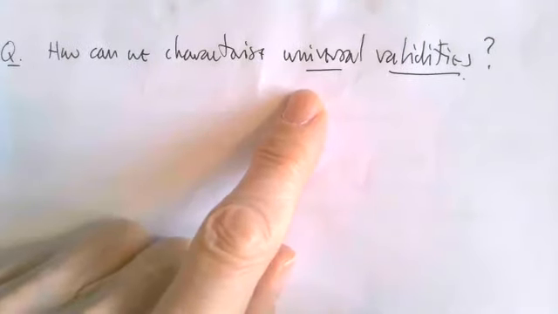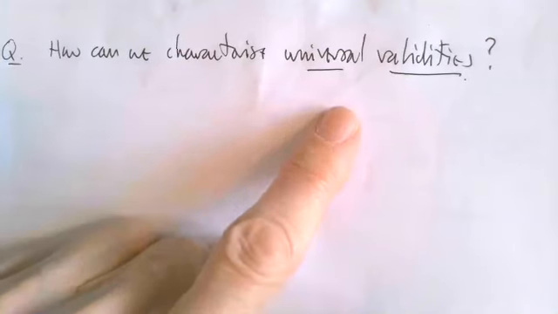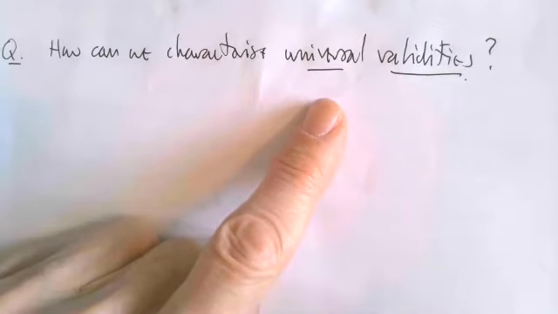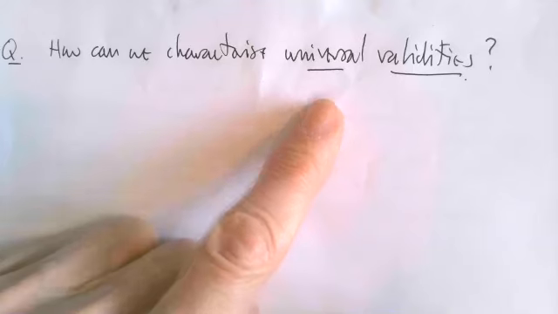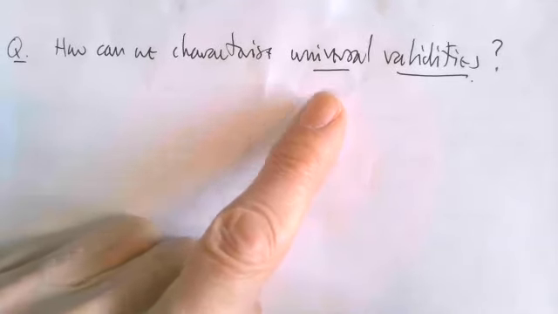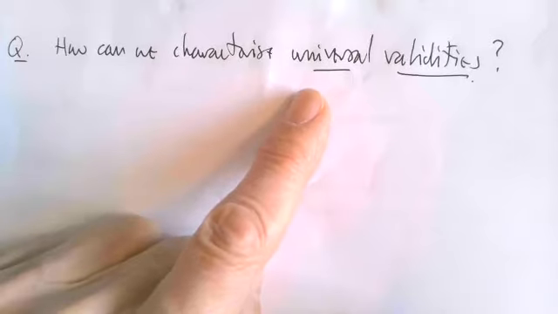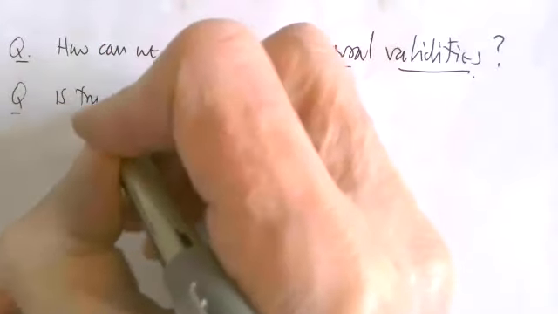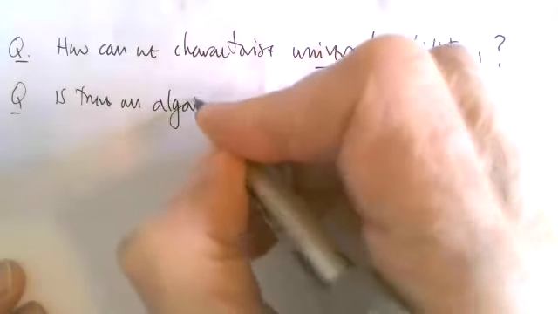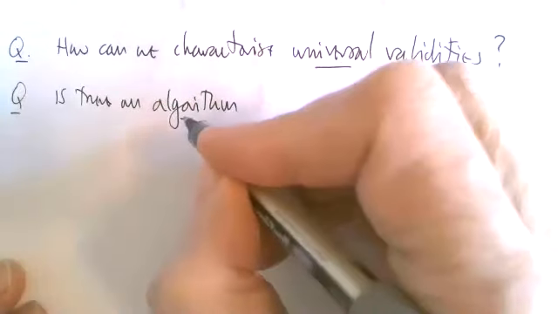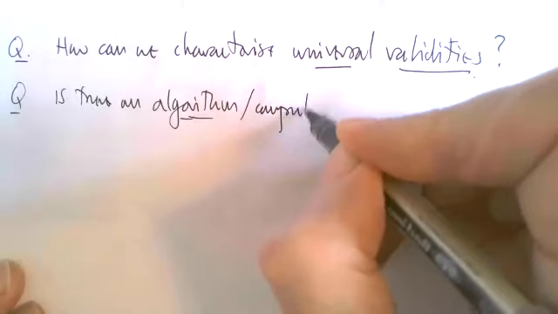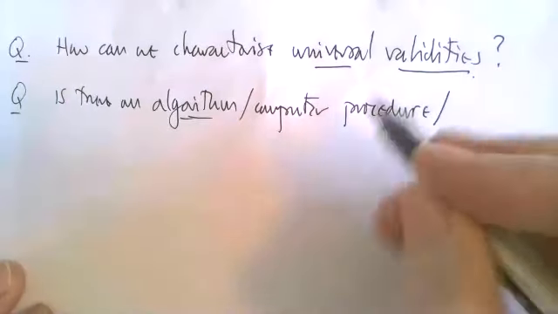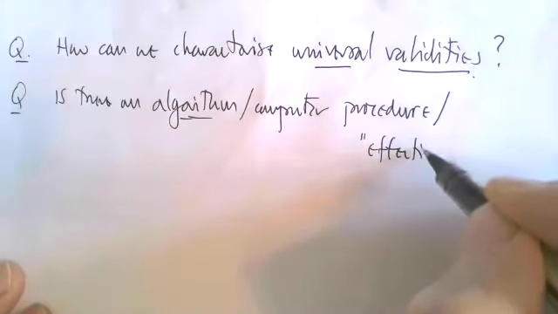Maybe there's an algorithm for checking whether something is a universal validity. You could hand me a formula, and maybe I've got an algorithm up my sleeve or a computer program. I could just plug in this formula and it'll give me a yes, no answer as to whether it's a universal validity or not. So by algorithm, I mean a computer procedure, program, process, whatever. This is often called an effective procedure.